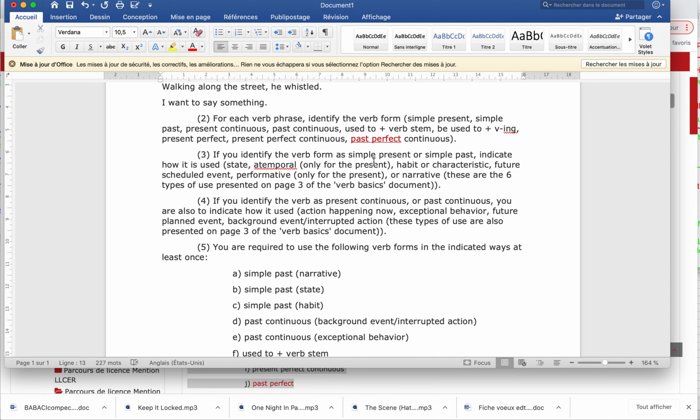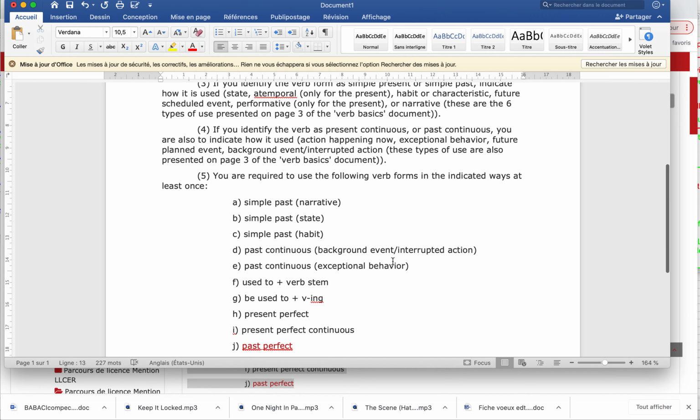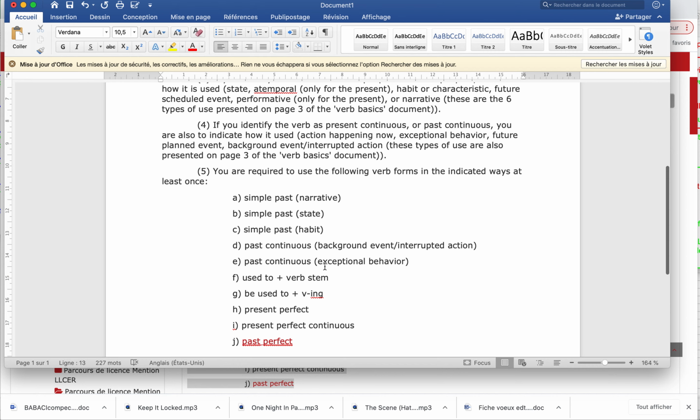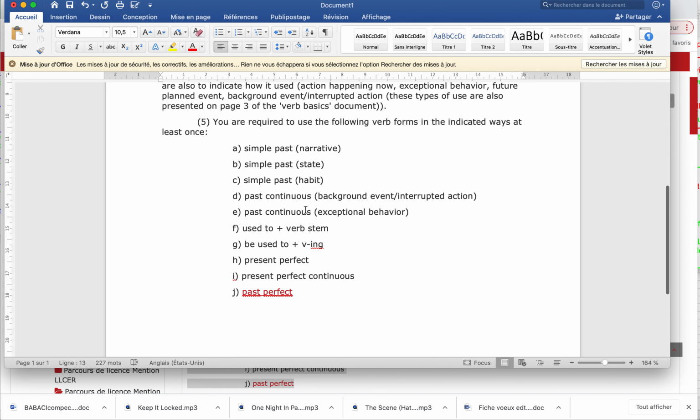In number 3 here we're talking about the types of ways that the simple present is used. So never say that a habit is going to be the present continuous. If you're talking about a habit, we're going to be talking about the simple present or the simple past. If we're talking about exceptional behavior, we're going to be talking about the present continuous or the past continuous. Okay, so that's good.